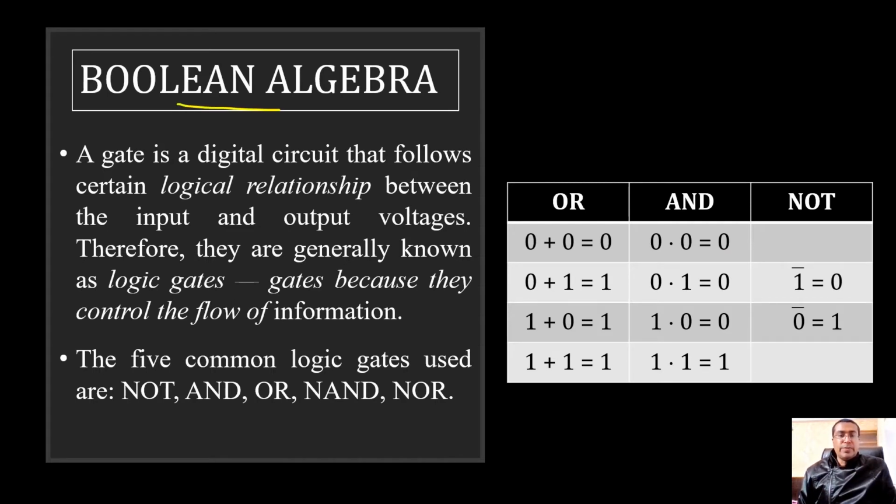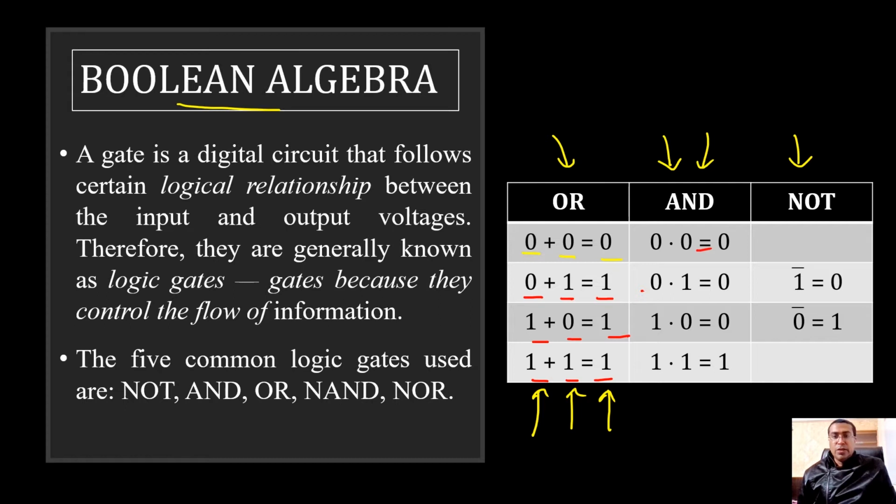Boolean algebra. We have three kinds of Boolean operations: OR, AND, NOT. So 0 plus 0 is 0. 0 plus 1 is 1. 1 plus 0 is 1. And 1 plus 1 is 1. So what does this mean? If one switch is on and another switch is on, it means it is on. That is the meaning of it. It does not refer to 1 plus 1 equals 2.